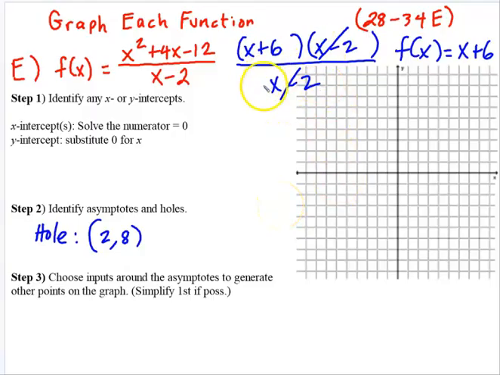2 makes the common factors become 0. And if I put 2 in for x, I get 8. I'm basically doing f of 2. So if you want to start there, and there's a hole at 2, 8, and then we'll just make our line go on either side of that. And there's no need for a table on these.